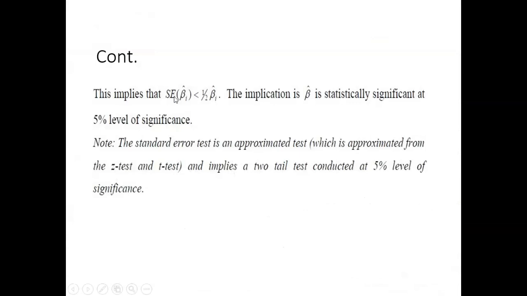So this implies the standard error of beta is less than 1 over 2 of beta, that is, 0.025 is less than 0.3, so this implies that beta is statistically significant at the 5 percent level of significance. Since the standard error of beta is less than half of beta, it is statistically significant.